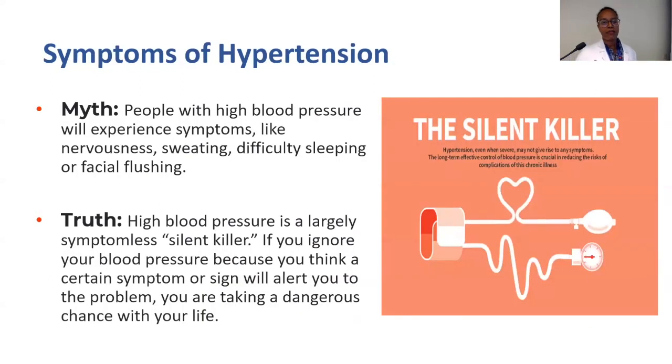So, symptoms of hypertension. Some myths: people with high blood pressure will experience symptoms like nervousness, sweating, difficulty sleeping, or facial flushing. The truth is, hypertension is called the silent killer, because a lot of times you actually don't have symptoms. It's asymptomatic, and it could be years and years before, if you don't go to the doctors regularly, if you don't get your blood pressure checked, you could develop high blood pressure, and it could be a decade, and then you start having some of the secondary effects of having high blood pressure.